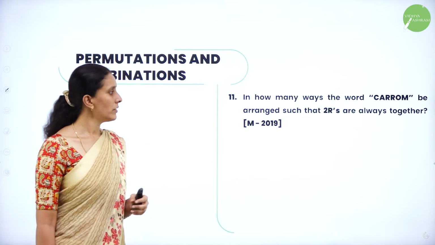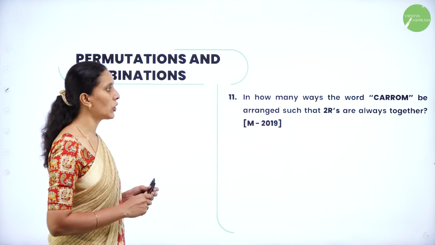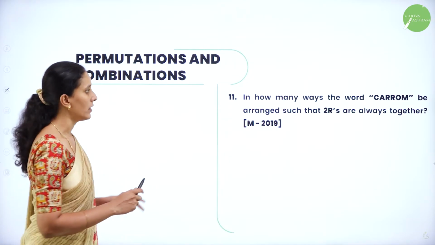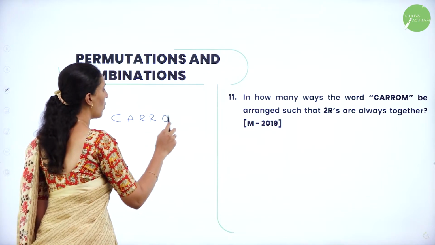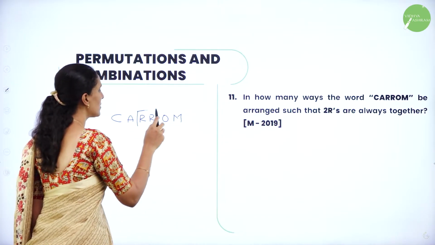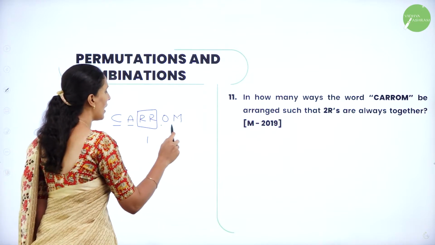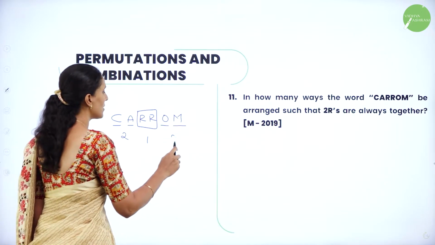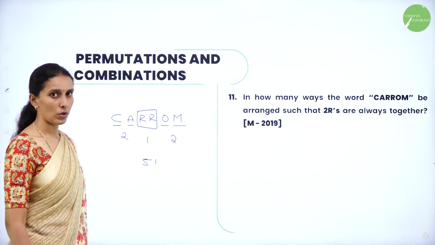So next question, in how many ways can the word CAROM be arranged such that 2 R's are always together? So CAROM means C-A-R-R-O-M. So these 2 letters must be a single unit. So let me take them together, and along with that we have 4 other places. So in total we can arrange them in 5 factorial ways.